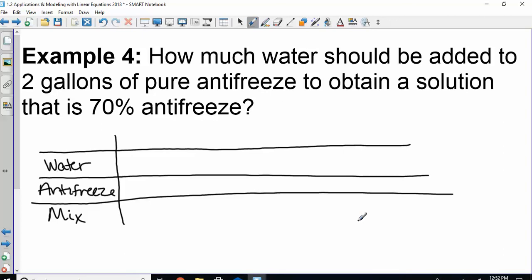I'm going to need some columns here, and I'm going to figure out what to put there. We've never done one of these before, so we don't have much to go on, but your problem gives you some clues. If you look at the numbers that I've given you, I gave you 2 gallons, so we're going to need some column to put those gallons in. And I have a 70%, so I'm going to need a column for my percent. So what I usually call this is amount, percent, or concentration.